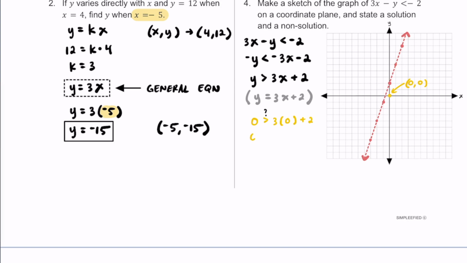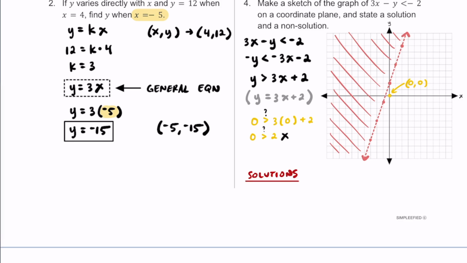So we're going to have 0, is that possibly greater than 2, right? So is that true? Well, it's not true. So that means we know we're not going to be shading that side of the line. So that means any coordinate that's on the other side of this line would be a solution. So anything over here, and feel free to test a few points if you would like to, but we can say some points that would be a solution versus a non-solution.